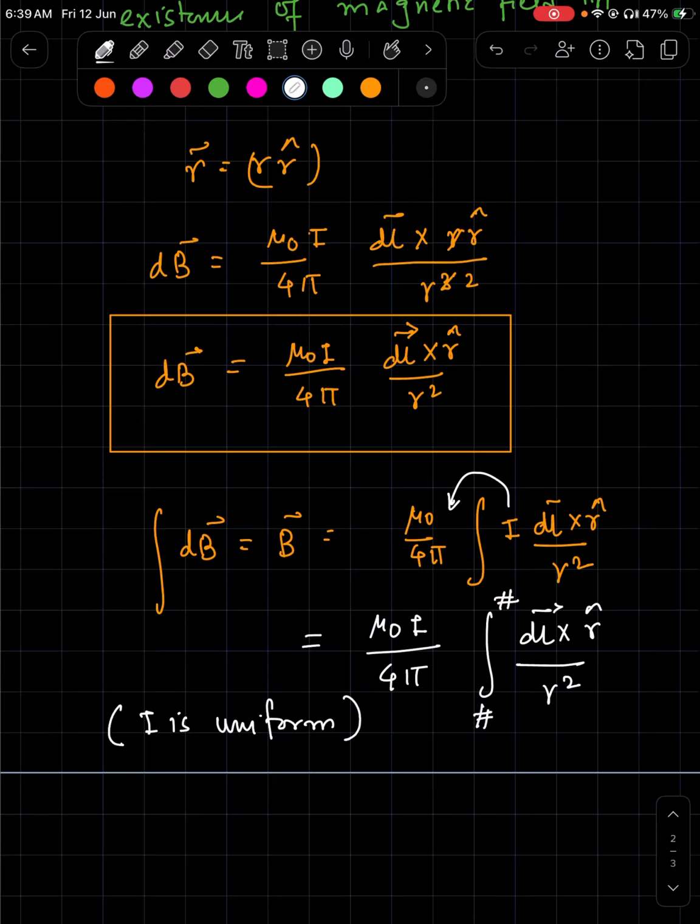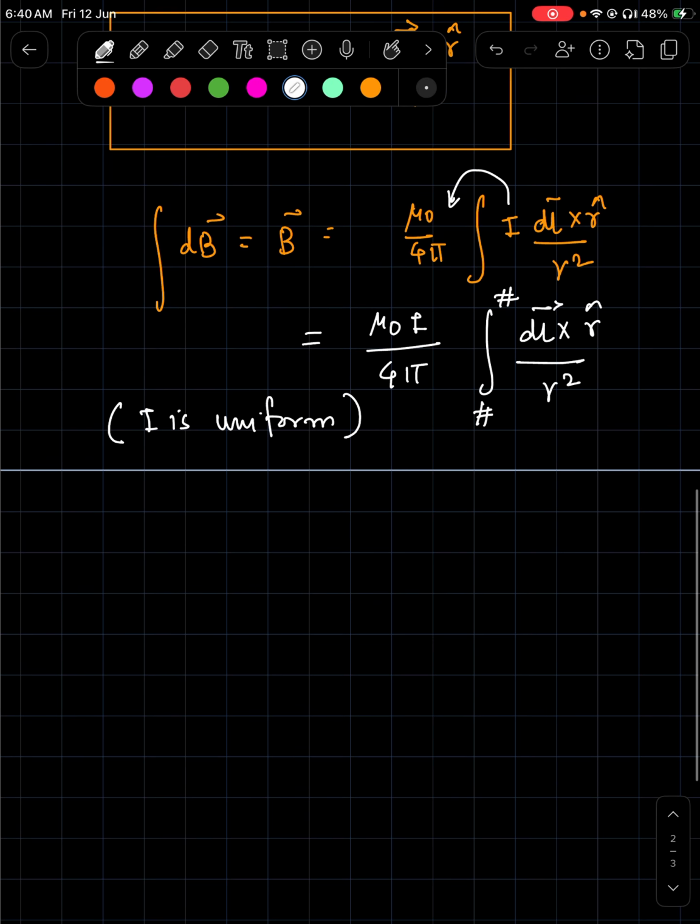Okay, so we will see how to put the limits and how to calculate in some cases. There are two or three cases where we have to apply this integration to find the magnetic field due to the whole wire. And we will see those things later.